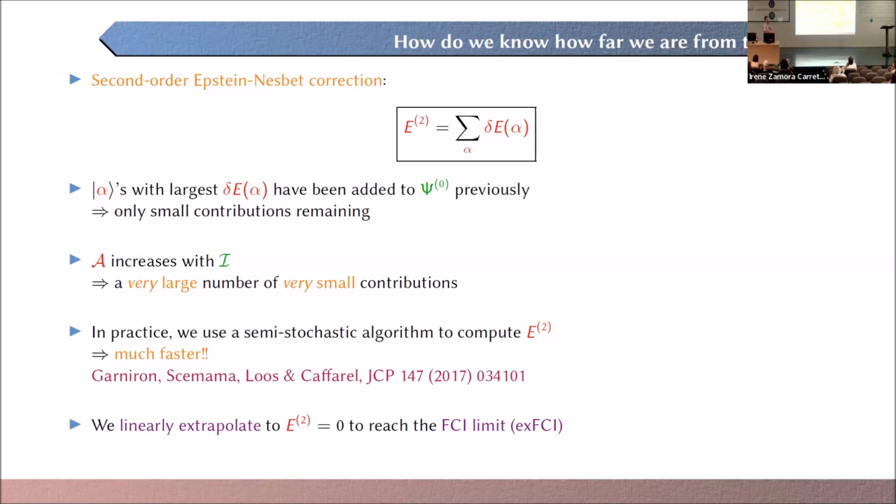The less cool thing about it is that the sum over alpha is huge. It's billions of billions and trillions of determinants, and most of them again are 0 or very tiny. So what we've done is design a semi-stochastic algorithm, which means we compute the largest part deterministically, and the rest is computed by Monte Carlo, quantum Monte Carlo, if you want, because there are lots of zeros and so on. And basically what we do is extrapolate our variational energy so that the second order energy is equal to 0.